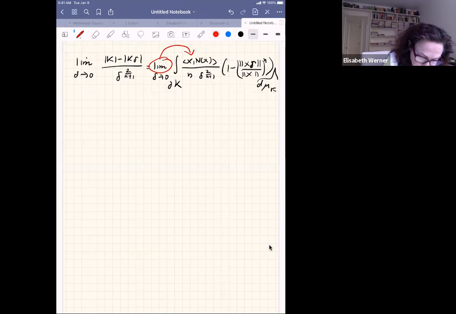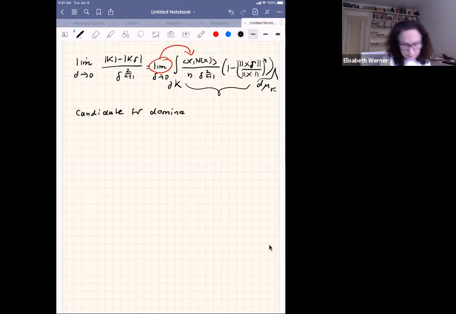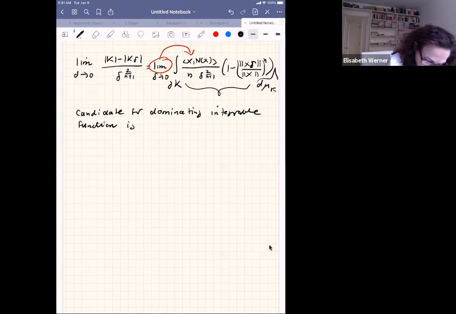So we would like to interchange integration and limit, and as I had said yesterday, in order to do that, we need a dominating integrable function, that is a function that dominates uniformly in delta and pointwise almost everywhere in X this integrand that we have here now. And if we have such a function, then we can apply the dominated convergence theorem and do the interchange of integration and limit. And the candidate for our dominating integrable function is what we call the rolling function.